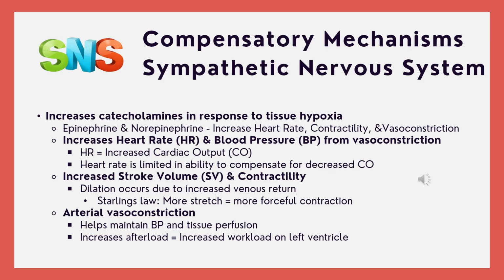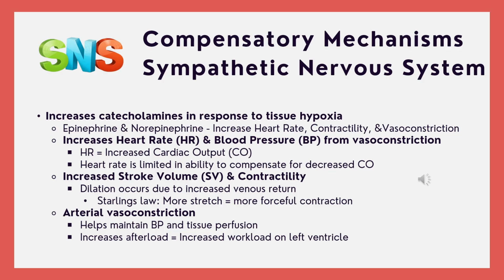When cardiac output drops, the sympathetic nervous system releases catecholamines, including epinephrine and norepinephrine, which stimulate adrenergic receptors to increase the heart rate and increase the blood pressure. They're going to increase stroke volume and contractility, and they're also going to cause arterial vasoconstriction. So let's talk for a second about that increase in heart rate and blood pressure.